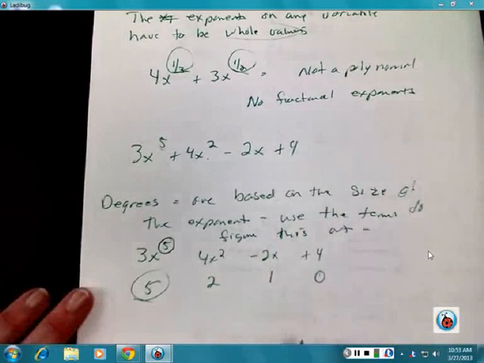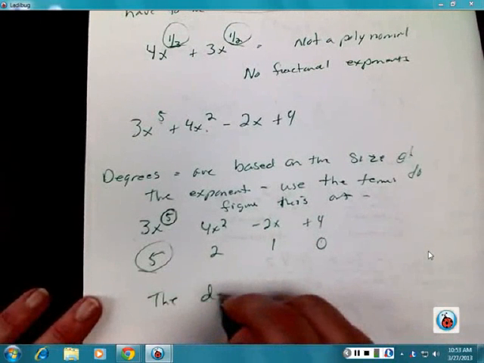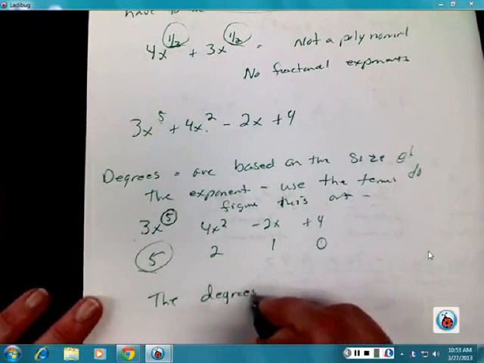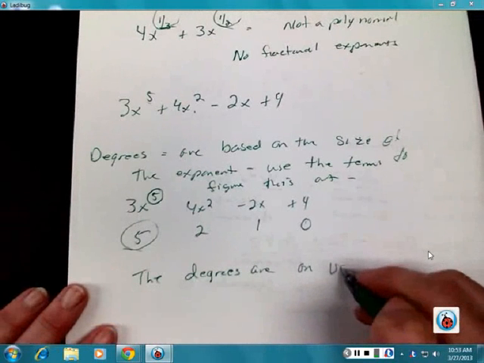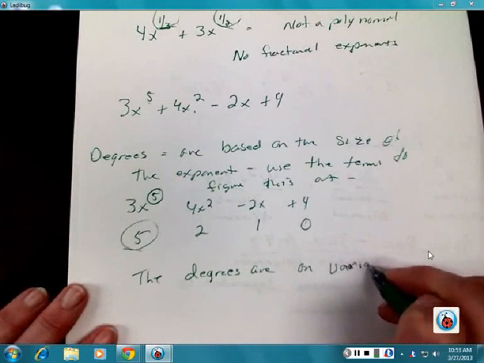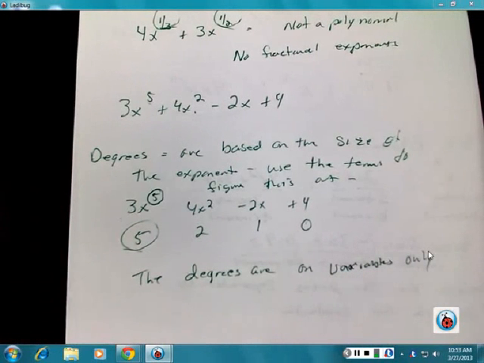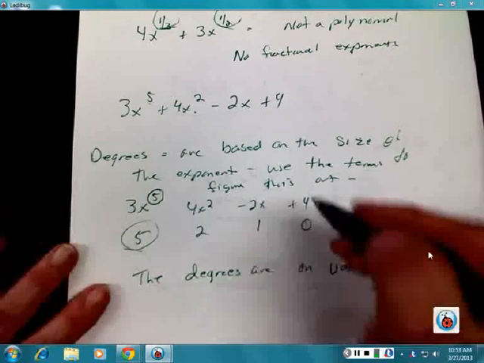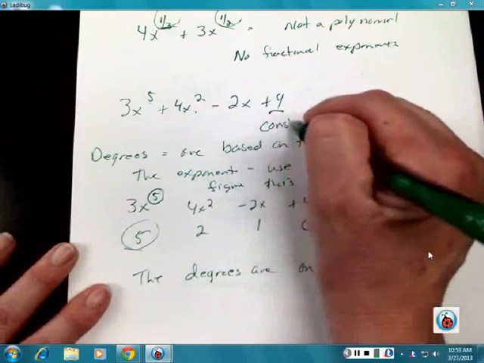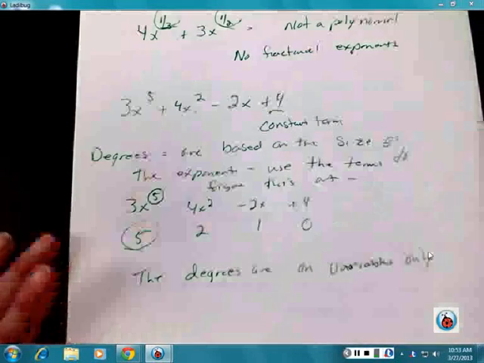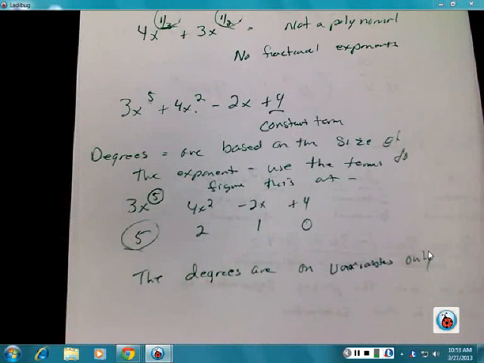The degrees are on variables only. If you have a constant, that's what this term is called, a constant term, because it has no variables. It stays as a 4 regardless of whatever we do to it. It's always going to be a 4, and so that part's not going to change at all. So you can pick out degrees.